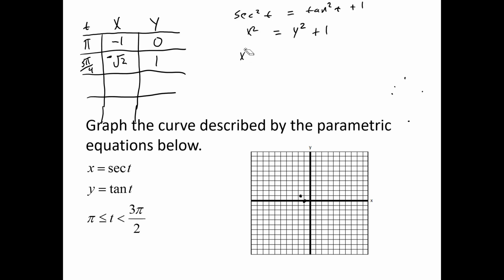And we can rewrite this as x squared minus y squared equals 1. You should recognize that as a hyperbola, but we're only interested in angles from pi to 3 pi over 2, and so then that means we're only going to get this branch of the hyperbola. And it goes on forever because of this asymptote, right? And so there we go. How we get that.